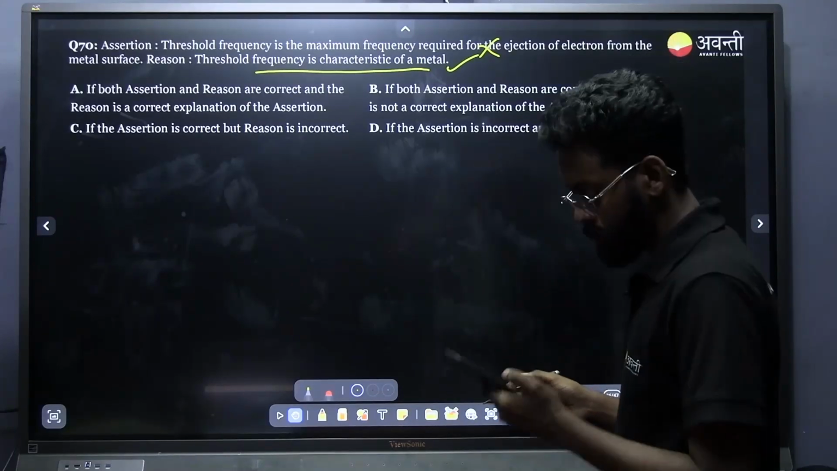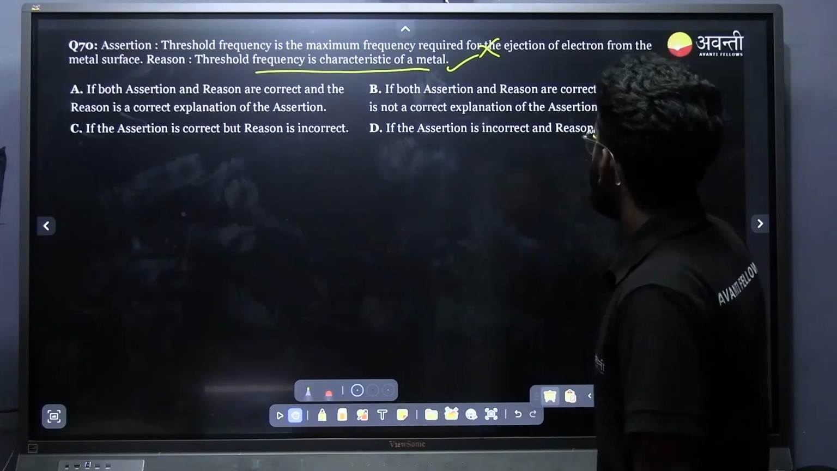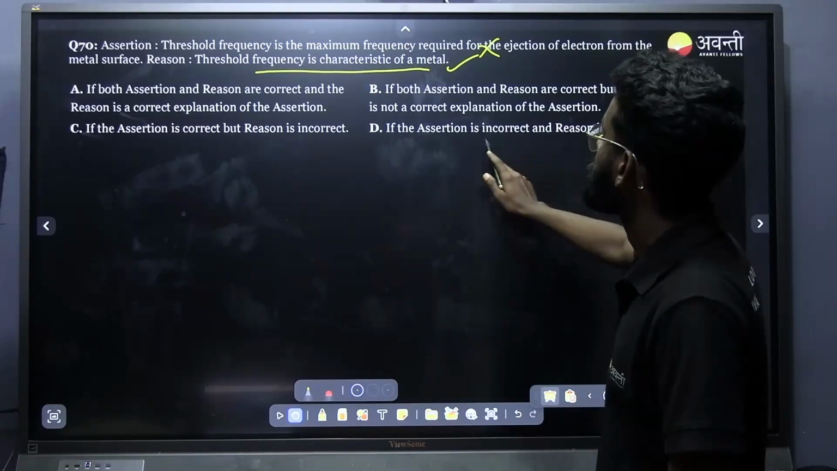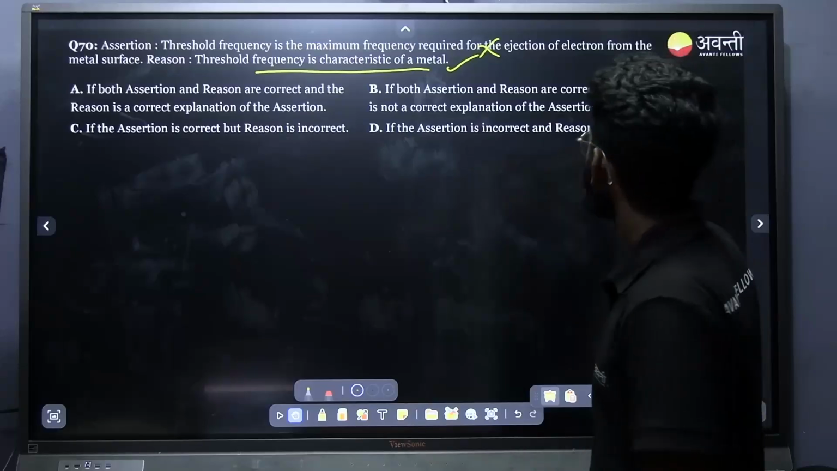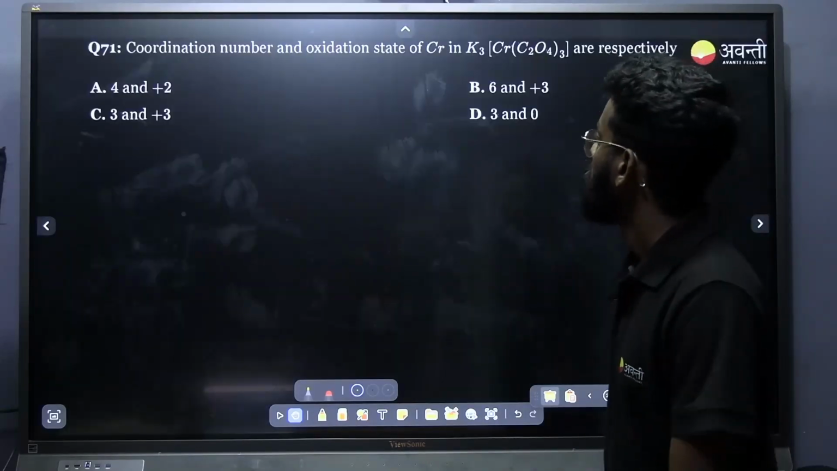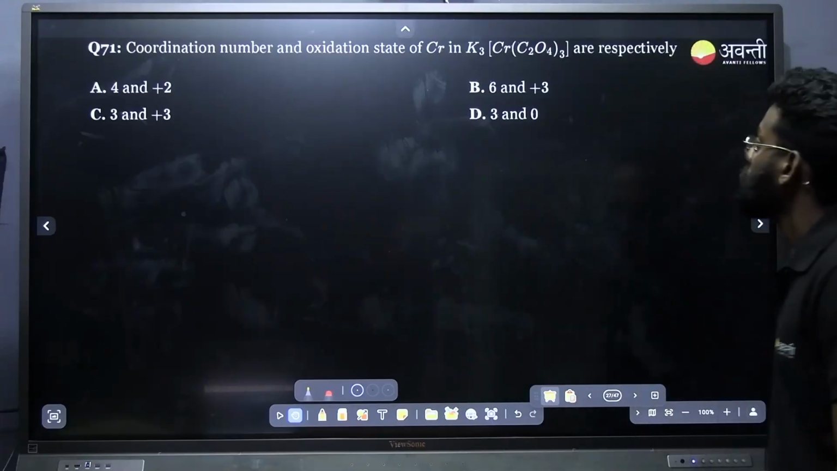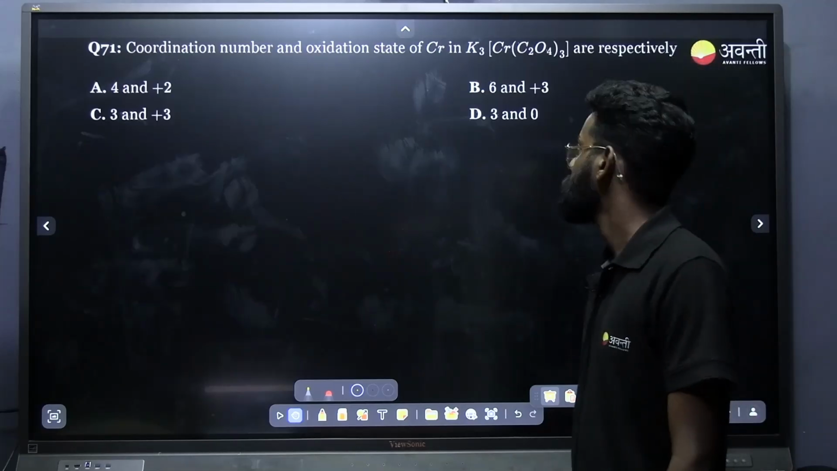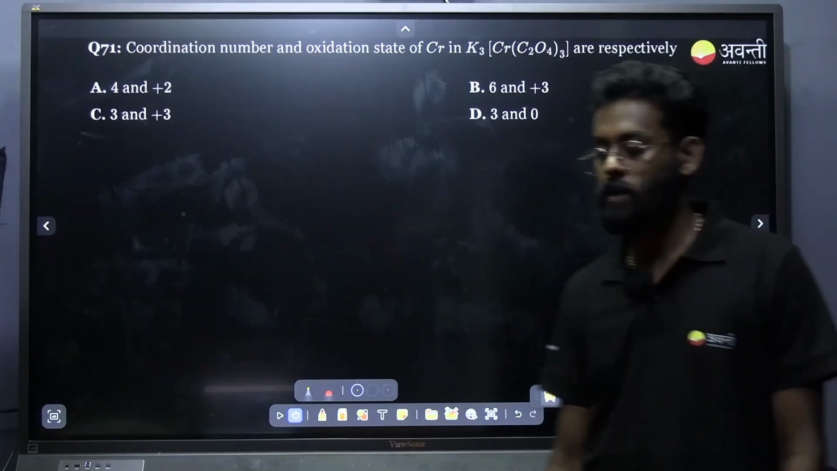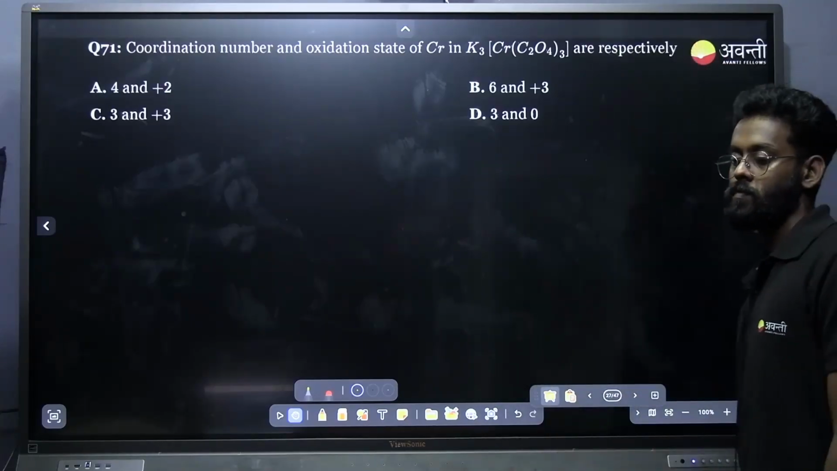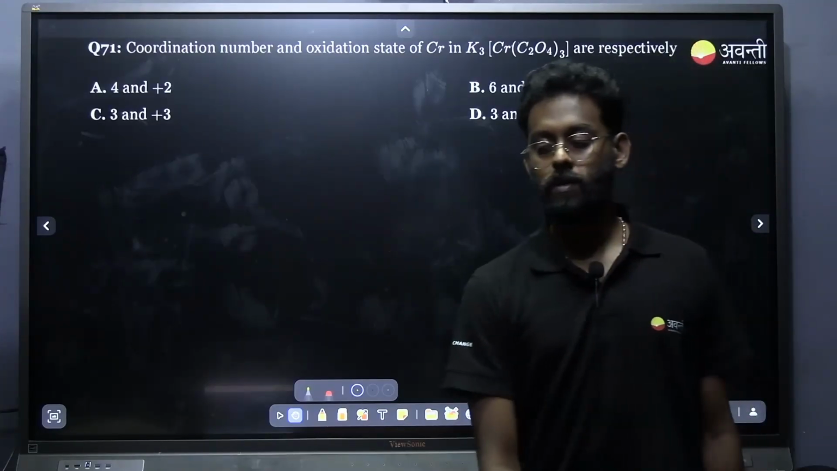Yes, option D. The assertion is incorrect and the reason is correct. Next question: coordination number and oxidation state of chromium in K3Cr(C2O4)3. What is the answer for this question?